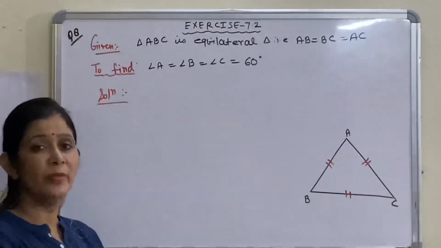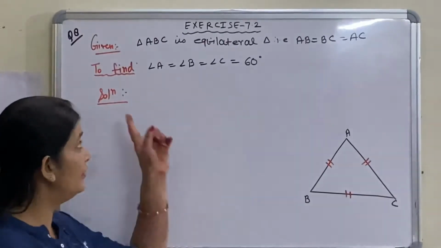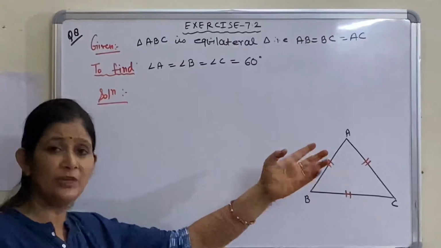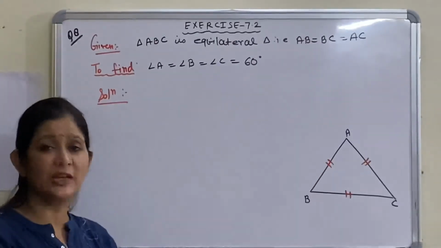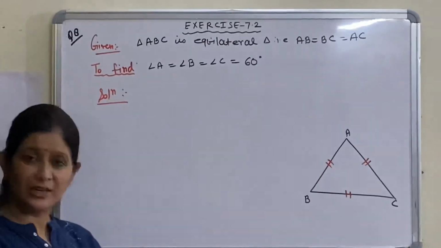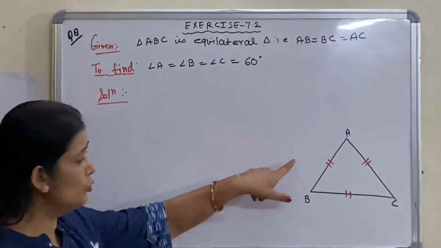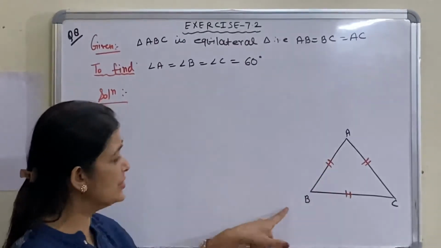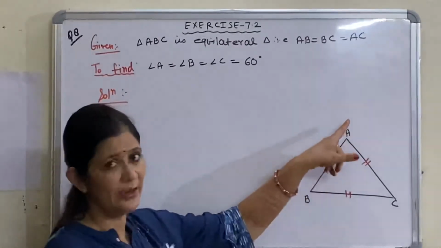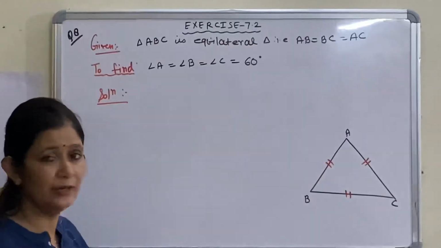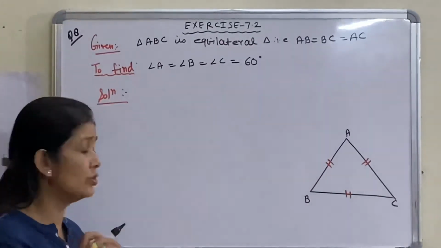Now come to question number 8. In question number 8 it is given that ABC is an equilateral triangle. Till now you have read that an equilateral triangle is one where all the sides are equal and each angle is 60 degrees. Now we will show it. It is an equilateral triangle whose all sides are equal, AB is equal to BC is equal to AC. So how can we prove each angle is 60 degrees? We can use the isosceles property.